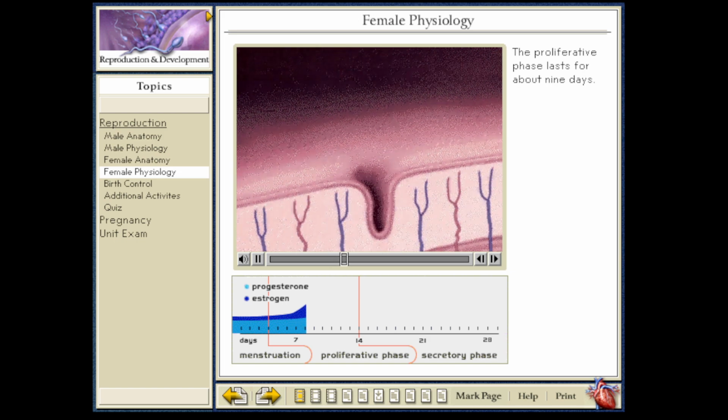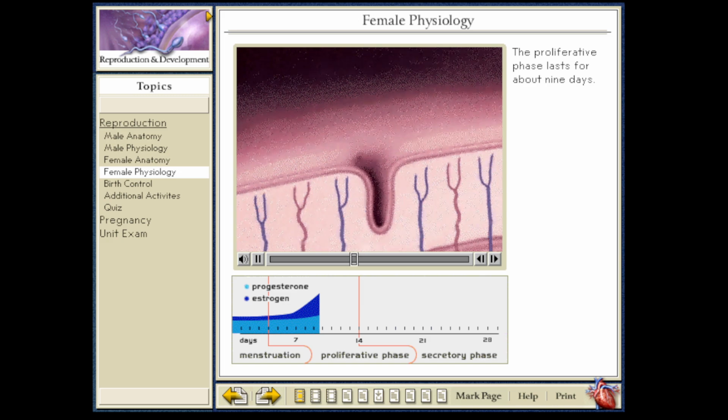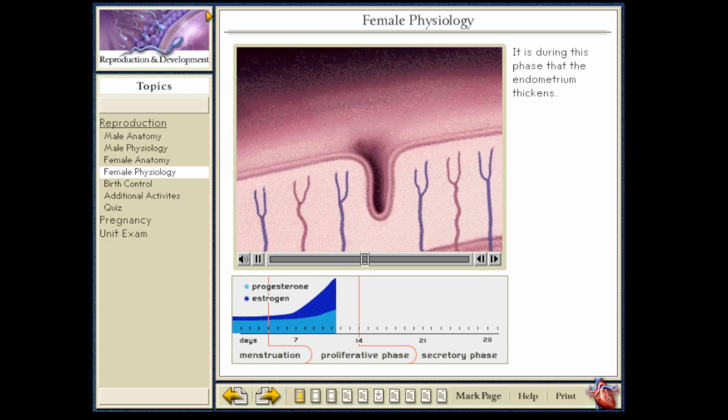The proliferative phase lasts for about 9 days. It is during this phase that the endometrium thickens.